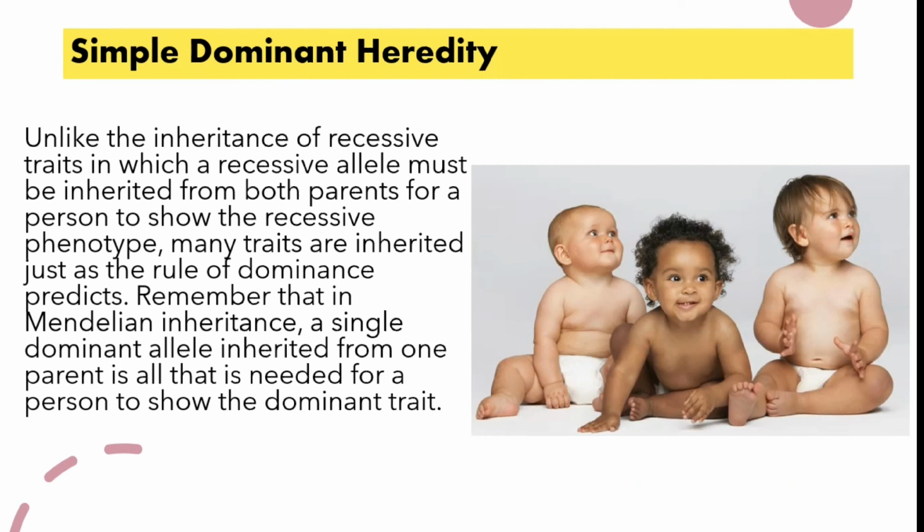Simple dominant heredity. Unlike the inheritance of recessive traits, in which a recessive allele must be inherited from both parents for a person to show the recessive phenotype, many traits are inherited just as the rule of dominance predicts. Remember that in Mendelian inheritance, a single dominant allele inherited from one parent is all that is needed for a person to show the dominant trait.